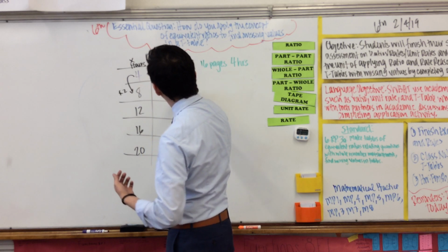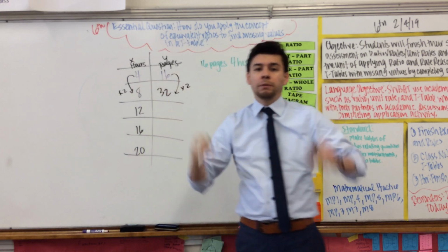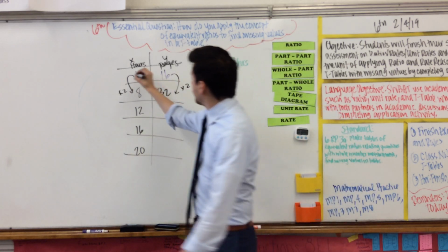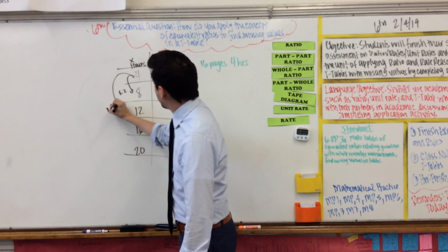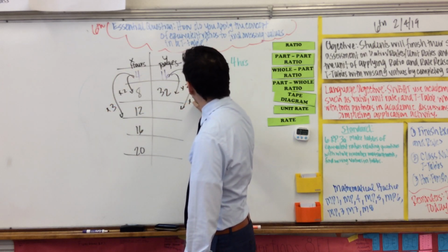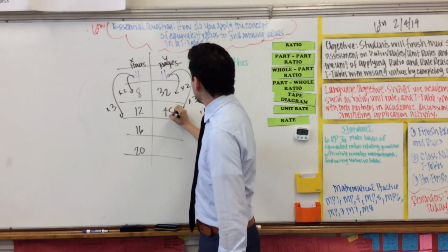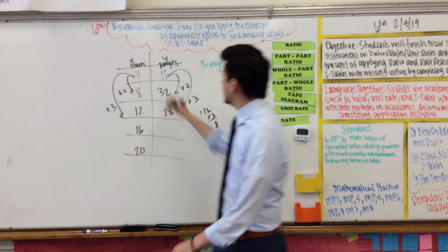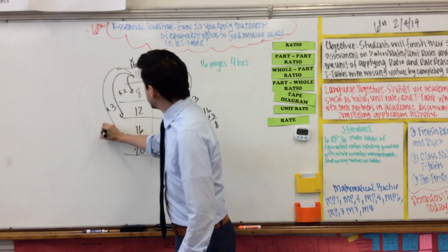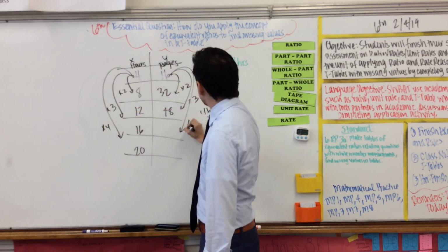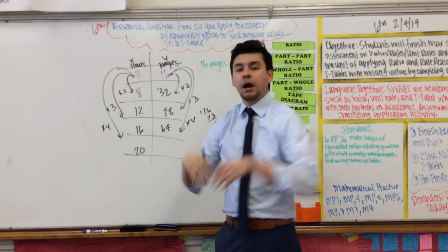So 16 times 2 will be 32. Boom. Makes sense. From 4 to 12, times it by 3. So 16 times 3, double checking my work, 48. Boom. I'm done. 4 to 16, times it by 4. 16 times 4, 64. Boom.